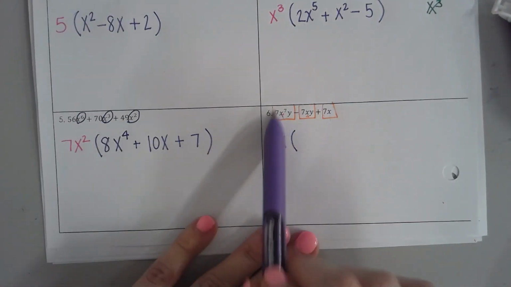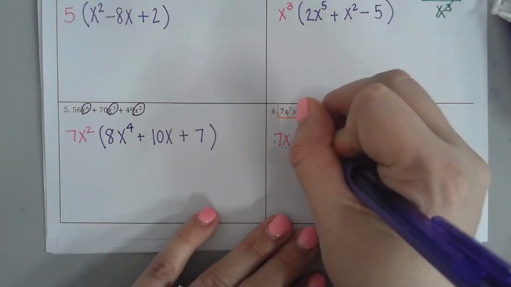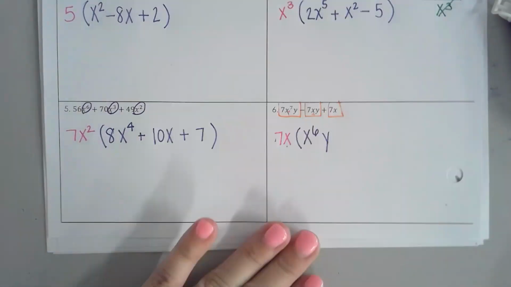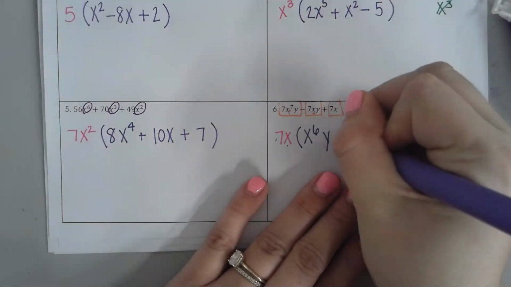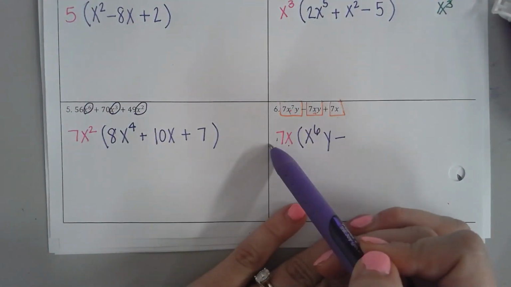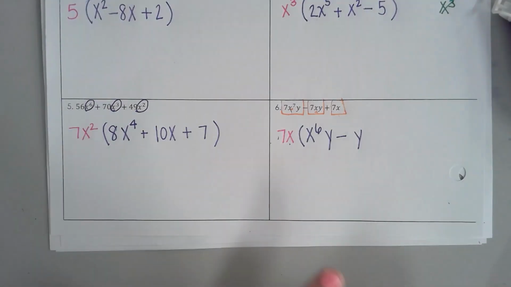So if I divide out the 7 and I divide out one of the x's, I'm left with x to the 6 and I'm still left with the y. Minus, if you divide out the 7 and you divide out the x, you're just left with the y.